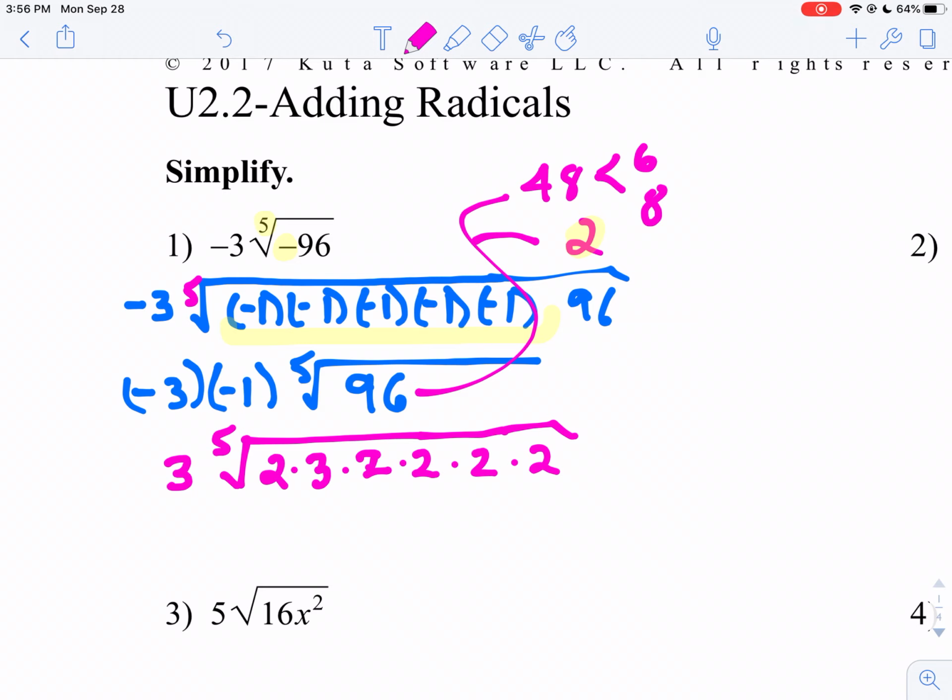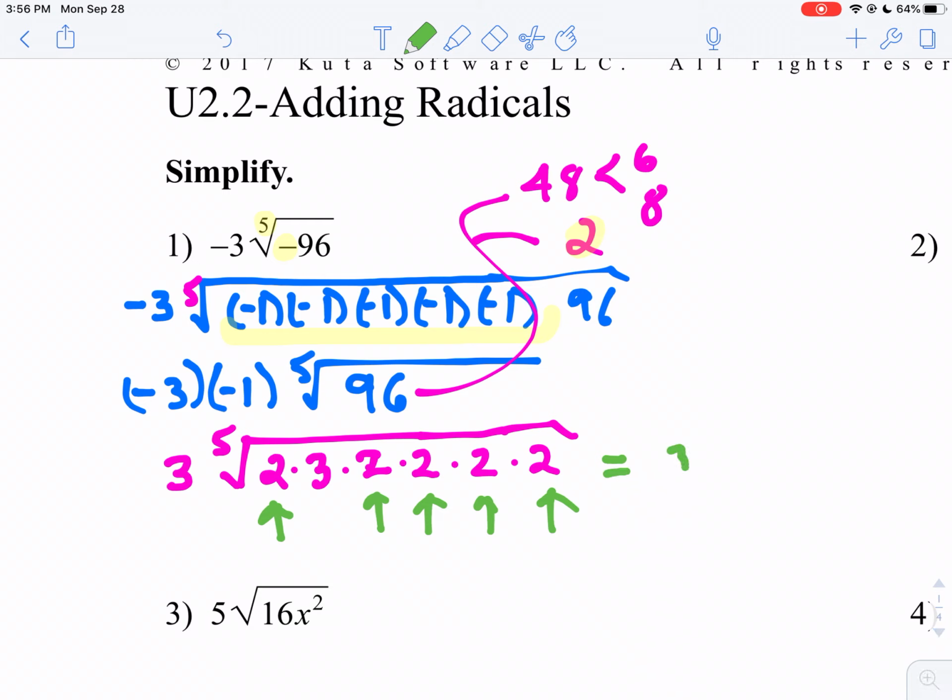All right, so we're looking for 5 of the same kind. Let's see if we have it. I have 2 there, 1 here, 1 here, 1 here, and 1 there. So I do have 5 2s. That means I can take out that 2, and once I take it outside the radical, it's gone. So I'm going to take it outside the radical.